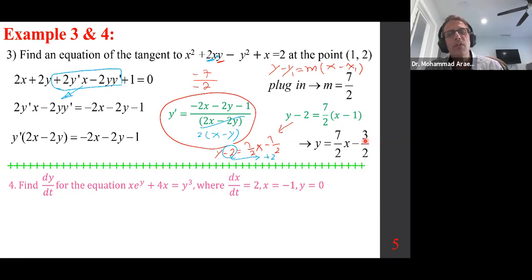So an implicit differentiation results in y prime or dy/dx. Plugging in gives us the slope. We have a pair, x comma y. We have the slope. We come up with the answer.